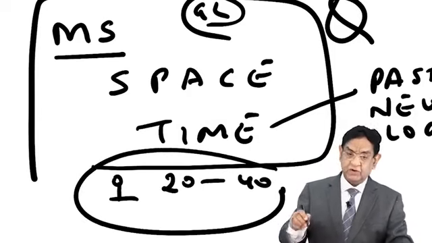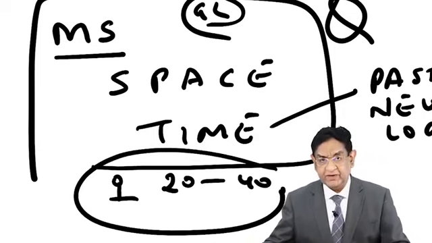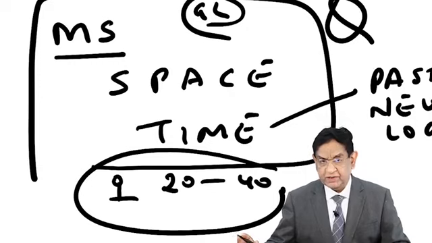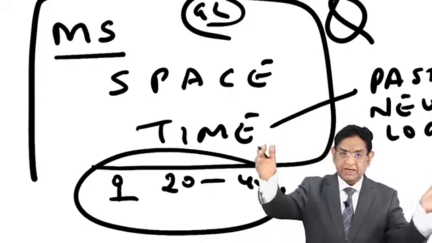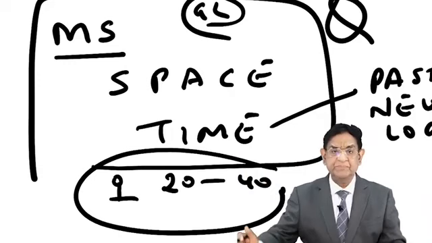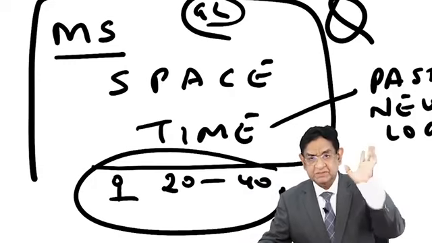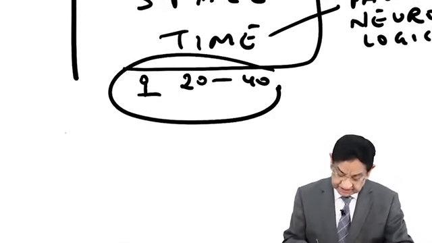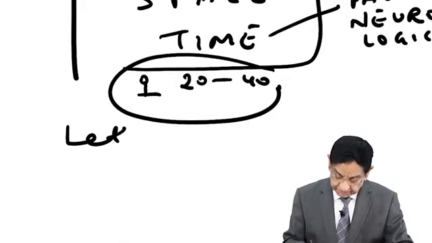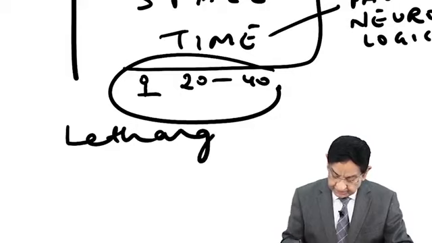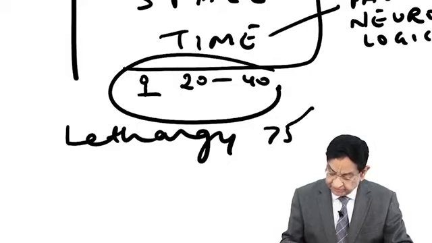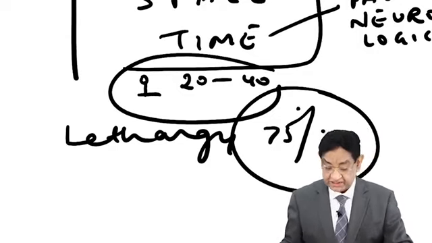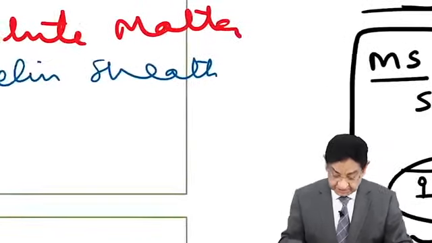So friends, the golden line: a female in the age of 20 to 40 years, who has neurological features disseminated in space and time, this is multiple sclerosis. And one of the earliest features is lethargy. It is seen in around 75% of cases. Lethargy and fatigue are the earliest features in this patient, right?